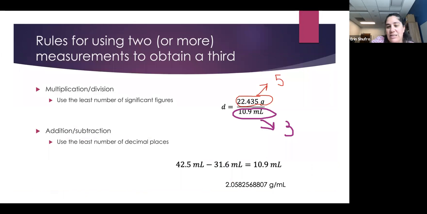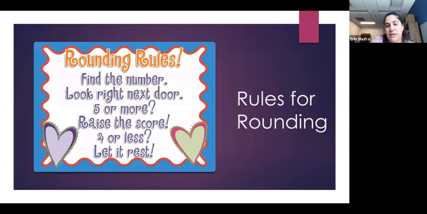In our previous example, we had 2.058. My five was my cutoff. The number right next to the five is an eight. That's five or more, so we increased by one. We raised the score, 2.06. If that number was instead 2.054, then we would have simply left it as 2.05.